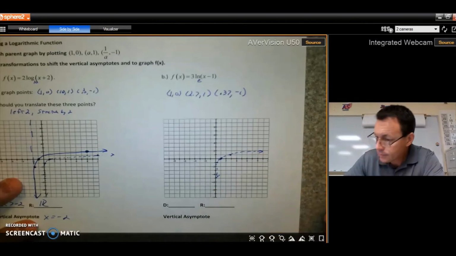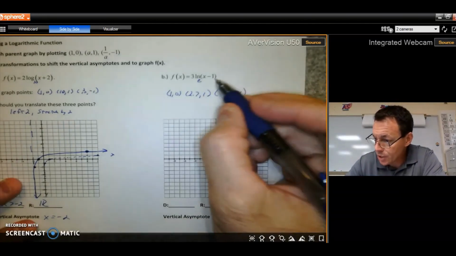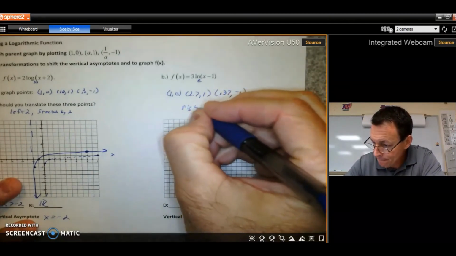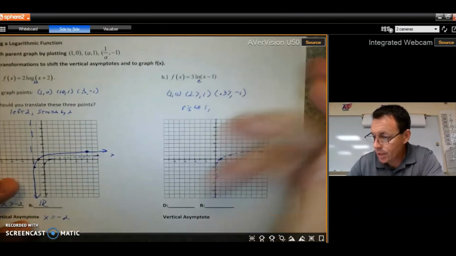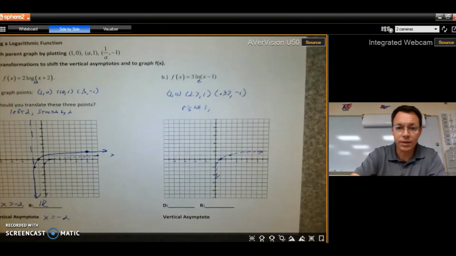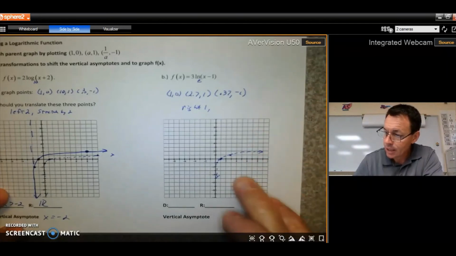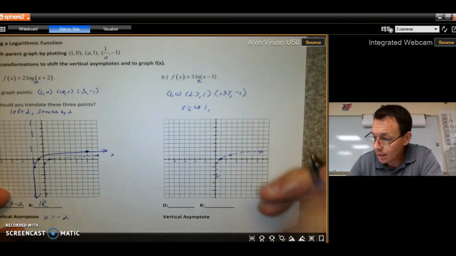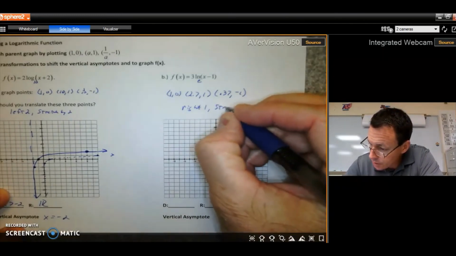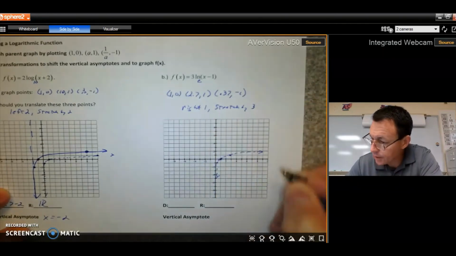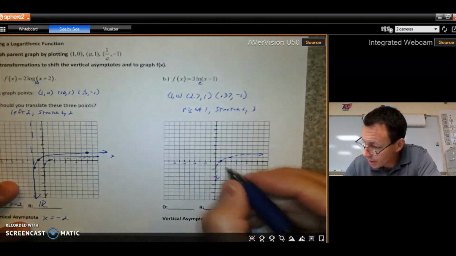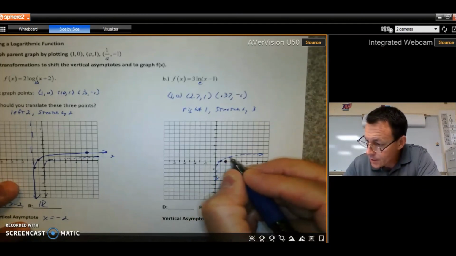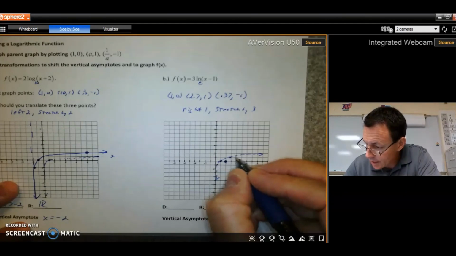Now we're going to look at our transformation. The x minus 1, that means go right 1. And then the 3 is going to be, we're going to be stretching this graph by 3. So anything that's above the x-axis is going to get pulled up. Anything below the x-axis is going to get pulled down. Okay, so stretch by 3. All right, so we're going to go right 1 and stretch. So I'm going to take this point, go right 1, and then it's going to stay put. This point is going to go right 1, and it's going to get up.